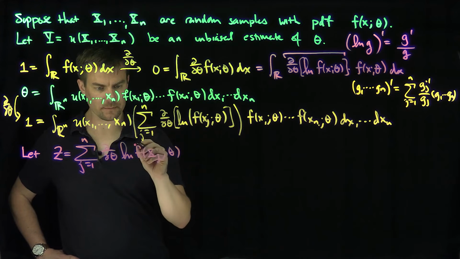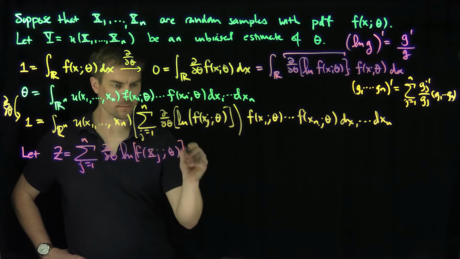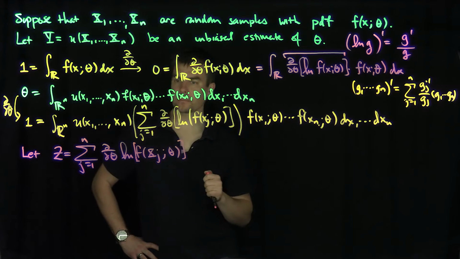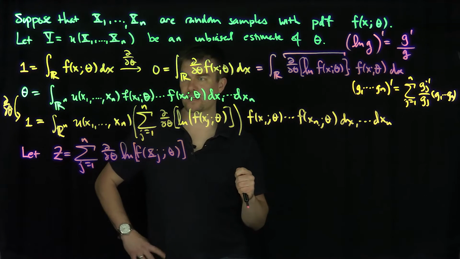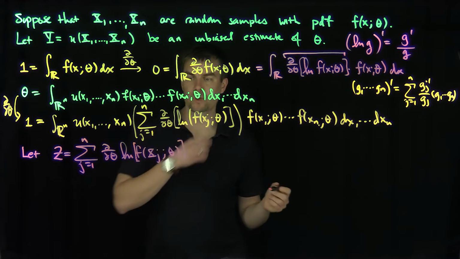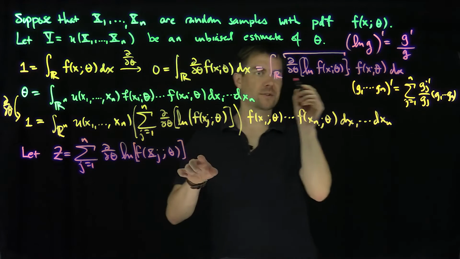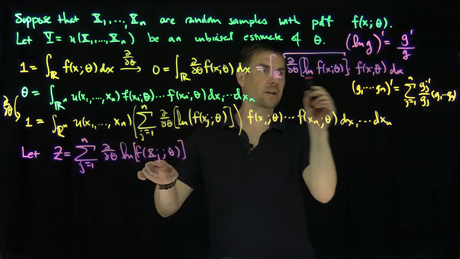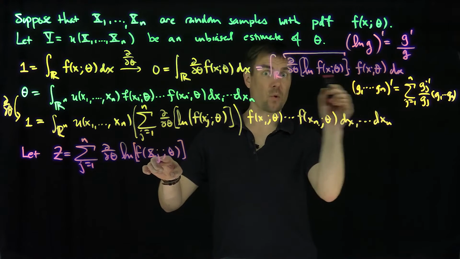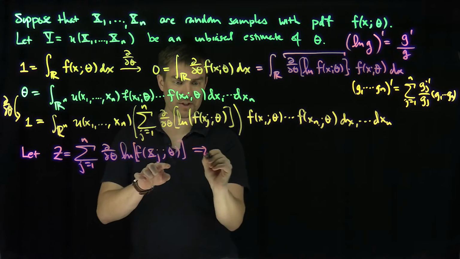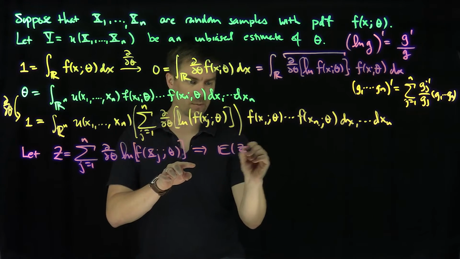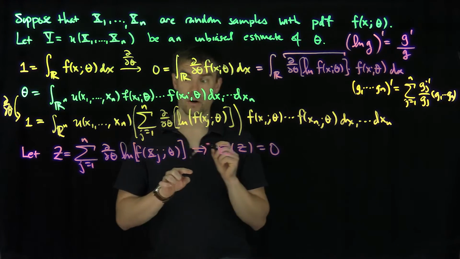There's my random variable, like so. And what do we know about the expected value of this random variable? Well, what do we know about the sum of the logs of all these things over here? The derivative of log of f of xj, f of xj dx is going to give me a 0 when we integrate it. So this tells me that the expected value of this random variable z is equal to 0, right?